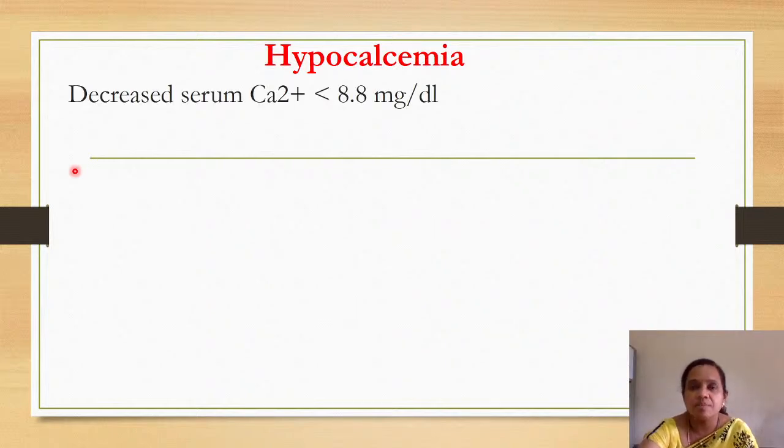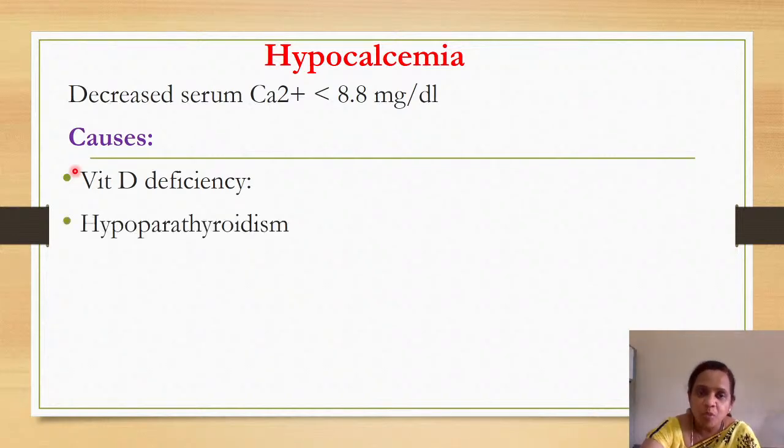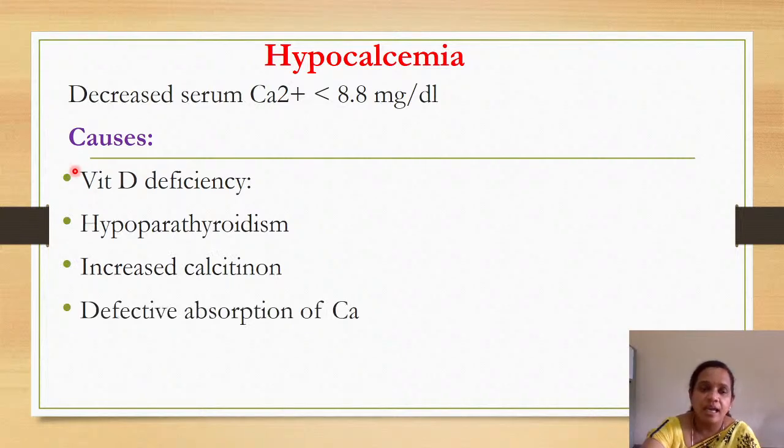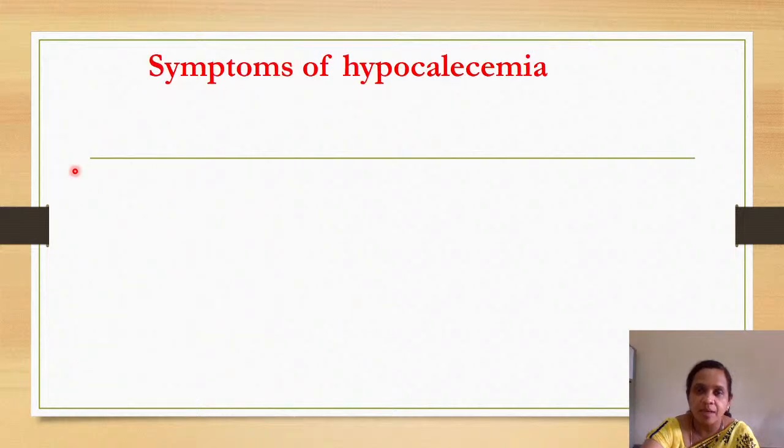Hypocalcemia. When do you use the term hypocalcemia? When the levels are below 8.8 mg per deciliter, you call it hypocalcemia. Hypo means decreased, calc means calcium, and emia means in the blood. Most common is vitamin D deficiency, hypoparathyroidism, increased calcitonin level, defective absorption of calcium, renal disorders, and deficiency of magnesium. All these things will cause hypocalcemia.